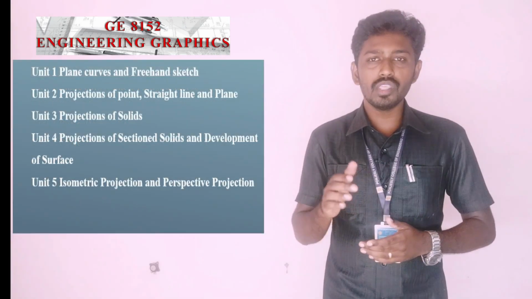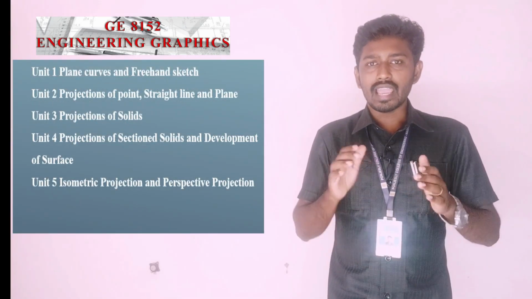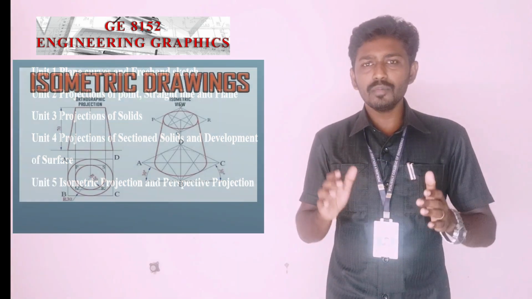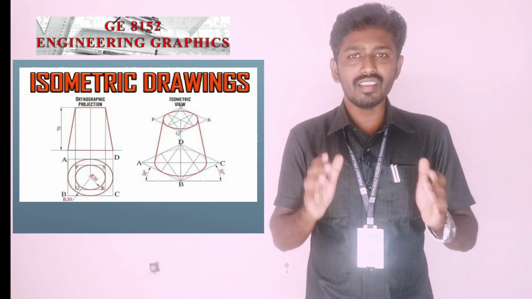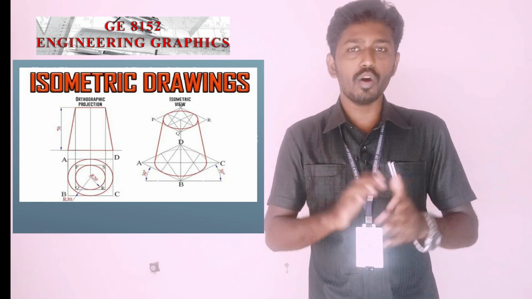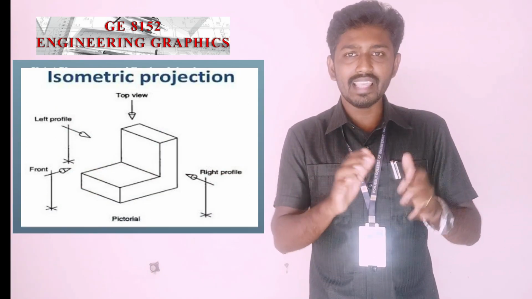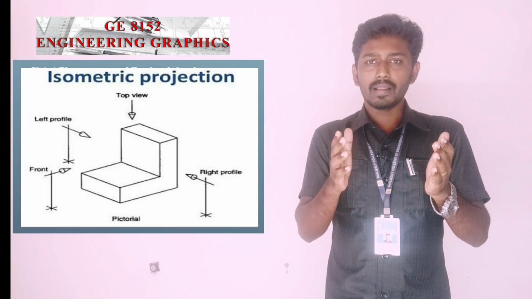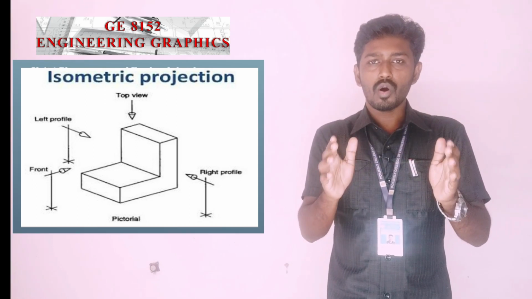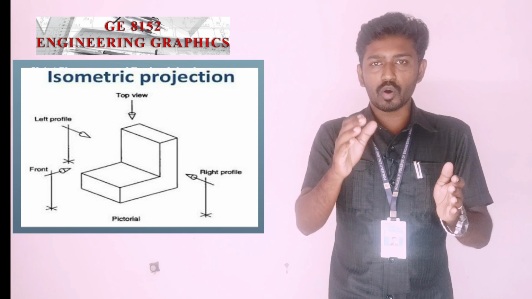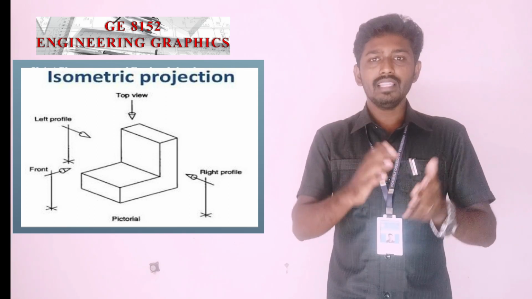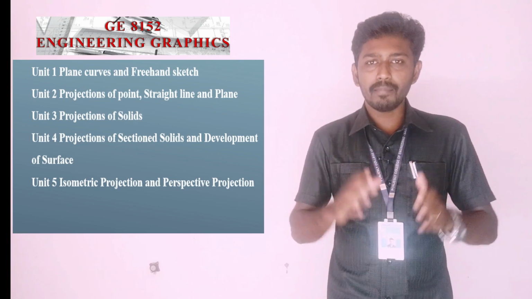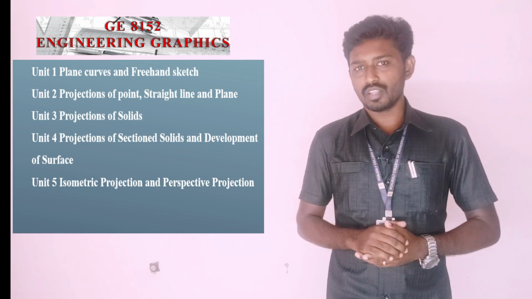And then move to the fifth unit. It's isometric projection and perspective view. In isometric projection, we will teach you how to construct a 3D object, but the advantage in the isometric projection is it gives the equal proportion of side view, top view and front view in the diagram, and also the measurement can be taken from the diagram itself.